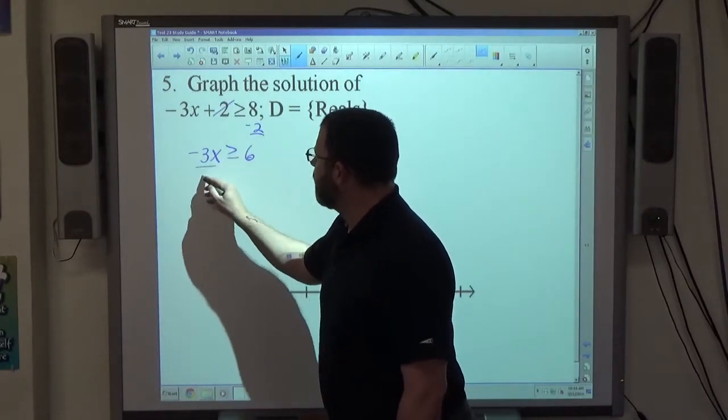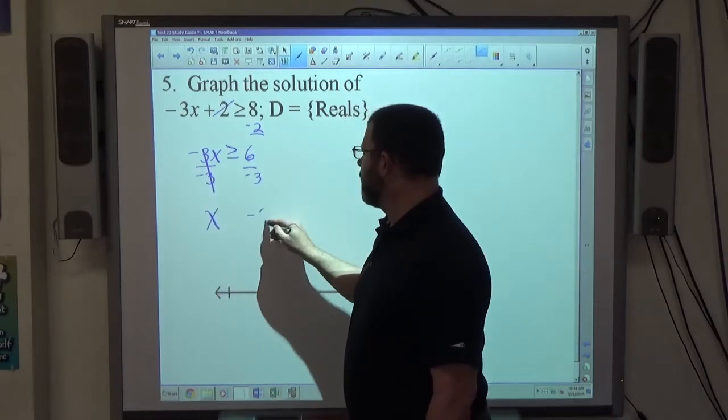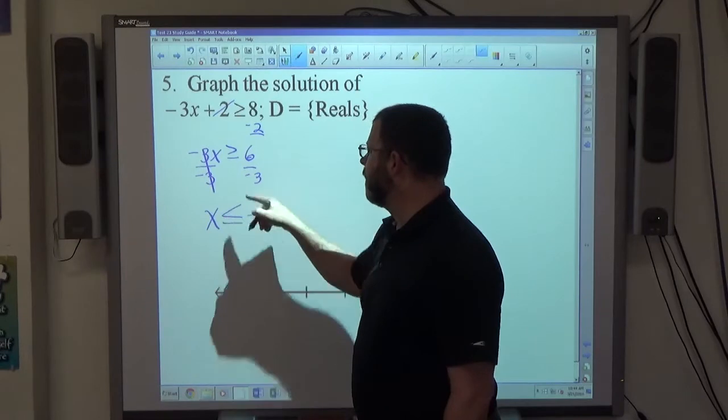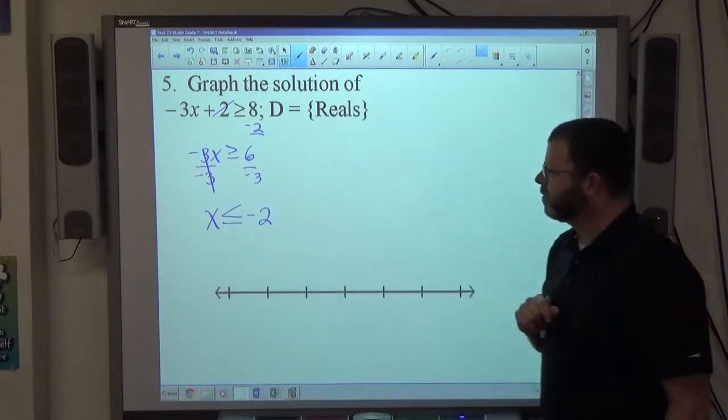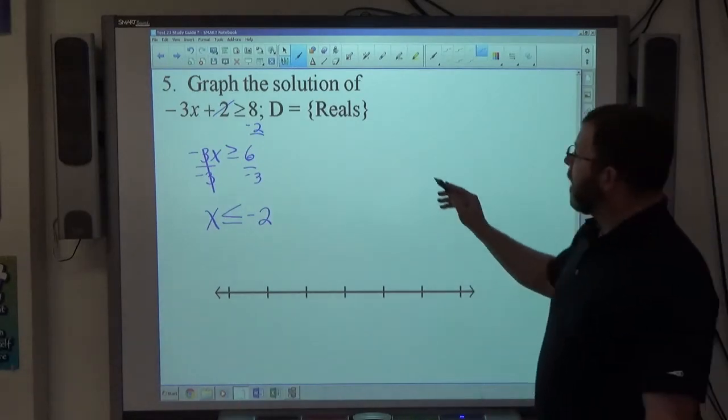I'm going to divide by negative 3 on both sides. That becomes positive, this becomes negative. Signs change because of division by a negative, so we flip the inequality around. Equal stays equal though. So greater than becomes less than, equal stays equal. Our domain is the set of real numbers.